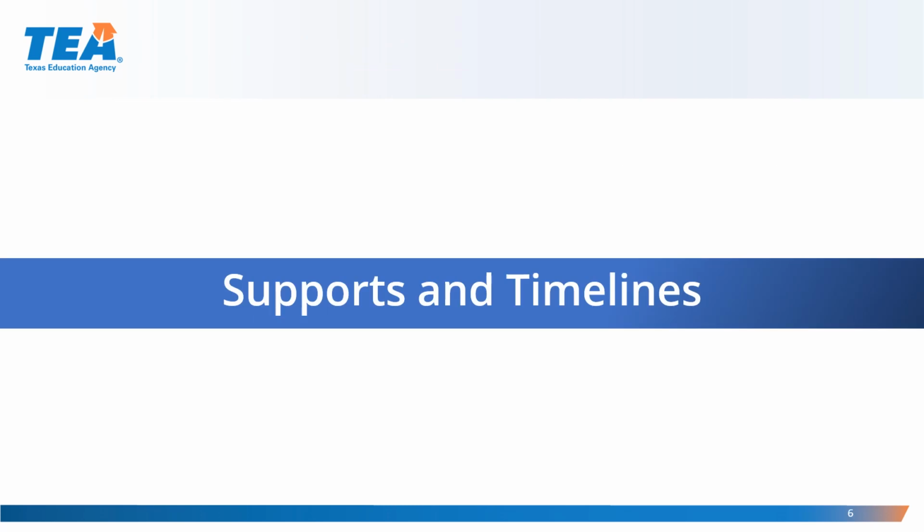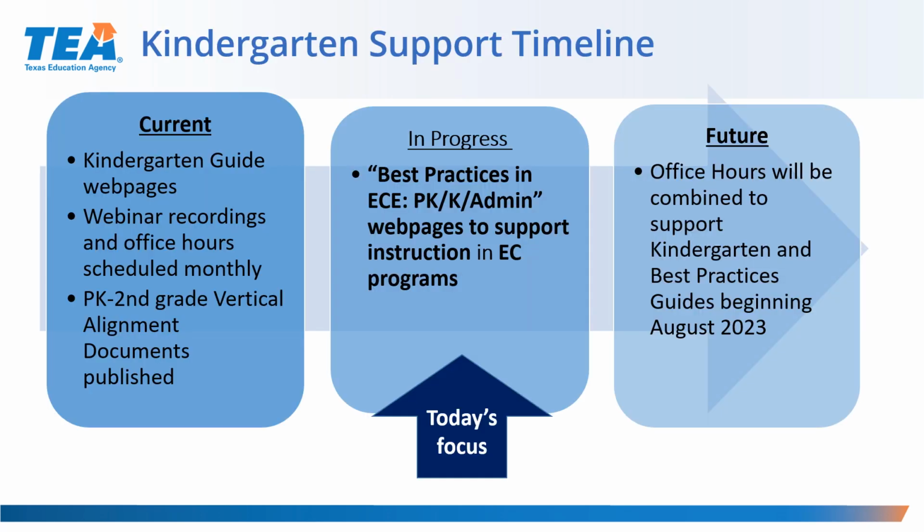First, let's start with reviewing the current supports and timelines for the Kindergarten Guide work. We currently have the Kindergarten Guideline documents published on our webpage. These include webinar recordings as well as office hours dates. In addition, we have our pre-K through second grade vertical alignment documents available in all domains within the Educator Resources webpage. Our work currently in progress includes the best practices in early childhood education pre-K, kindergarten, and administrator guides. You are here attending the second webinar in a two-part series for kindergarten educators. Office hours to support the pre-K, kindergarten, and admin guides began in August and will continue through the fall.